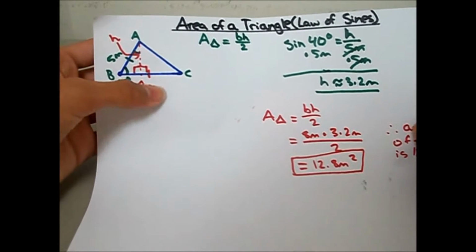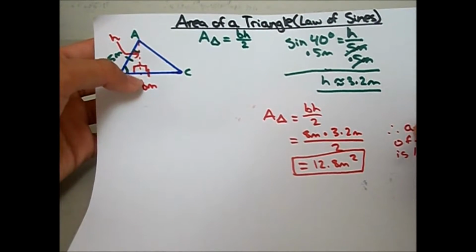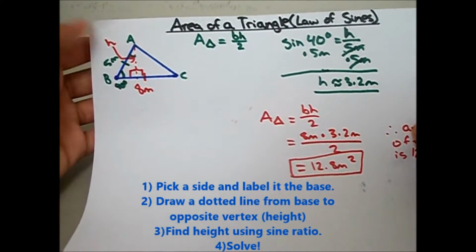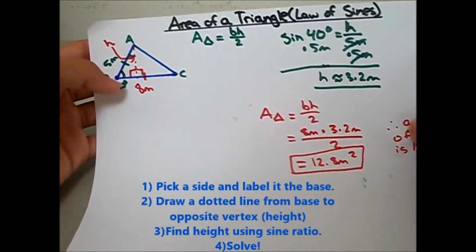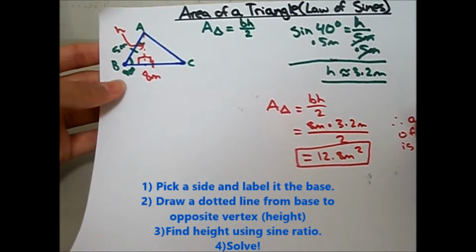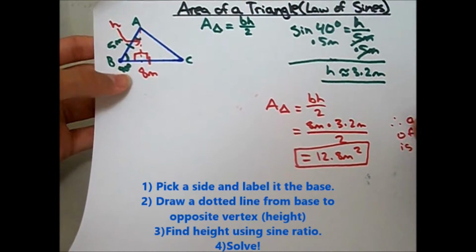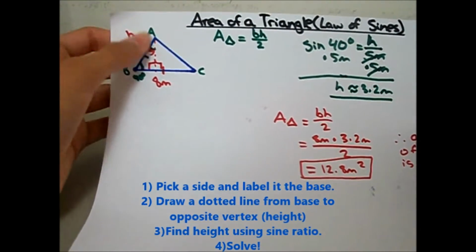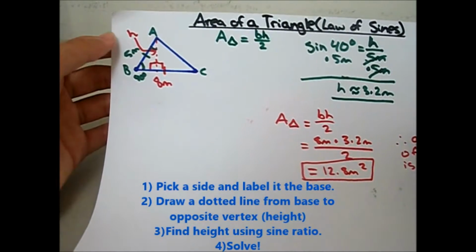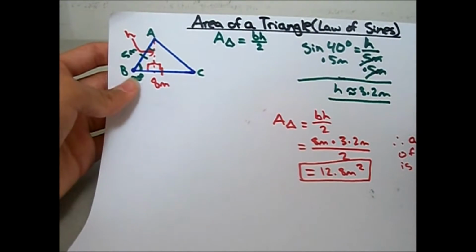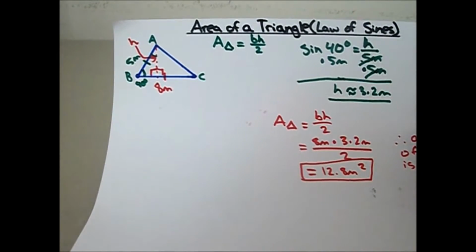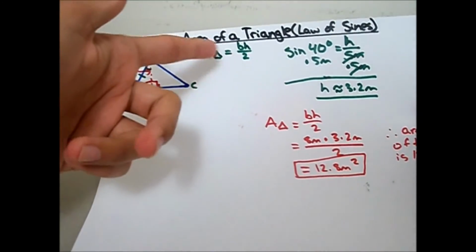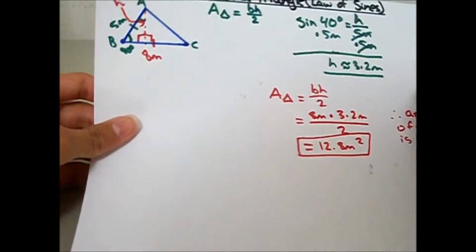So I started off with 8 meters, which was the base. I drew a dotted line to its vertex, which was A, and that made 2 right triangles. I had to find more information, so I let B represent 40 degrees, and still that wasn't enough information, so I let AB equal 5 meters. And after that, I used the trigonometric ratio, which is usually the sine ratio, to give us the height. And after getting both the base and height, I plugged it into my area of a triangle formula and got 12.8 meters squared.